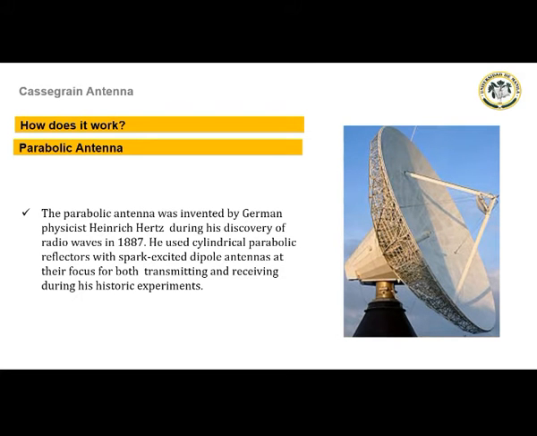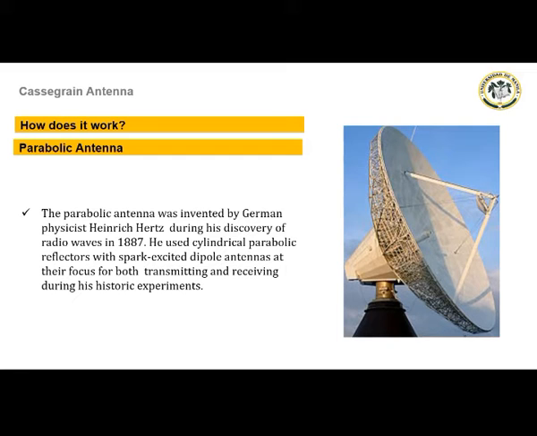In telecommunication and radar, a Cassegrain antenna is a parabolic antenna in which the feed antenna is mounted at or behind the surface of the concave main parabolic dish and is aimed at a smaller convex secondary reflector suspended in front of the primary reflector.